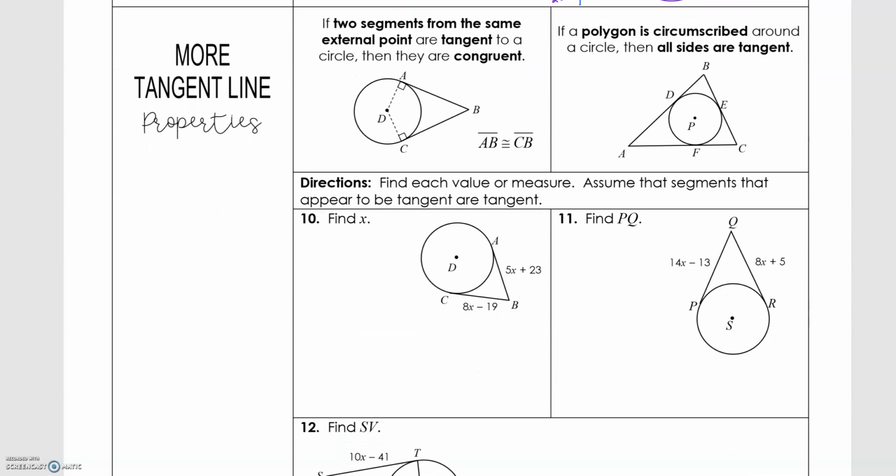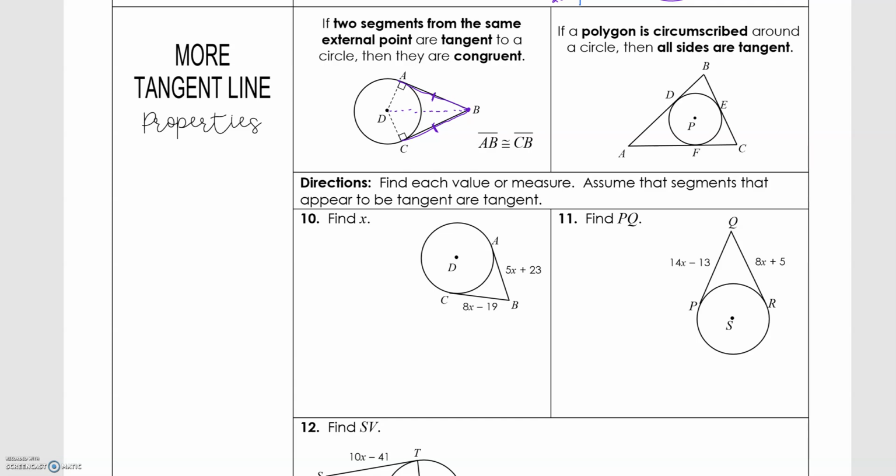Now we have two new properties about tangent lines. One of them says if two segments from the same external point, so B is my external point, are tangent to a circle, so I draw them tangent, then they are congruent. So this is congruent to this. And the reason is because if I drew a line here, we have two triangles, and you could prove by hypotenuse leg that they're congruent, you know, side, side, side, all that stuff. You could prove that they are congruent.